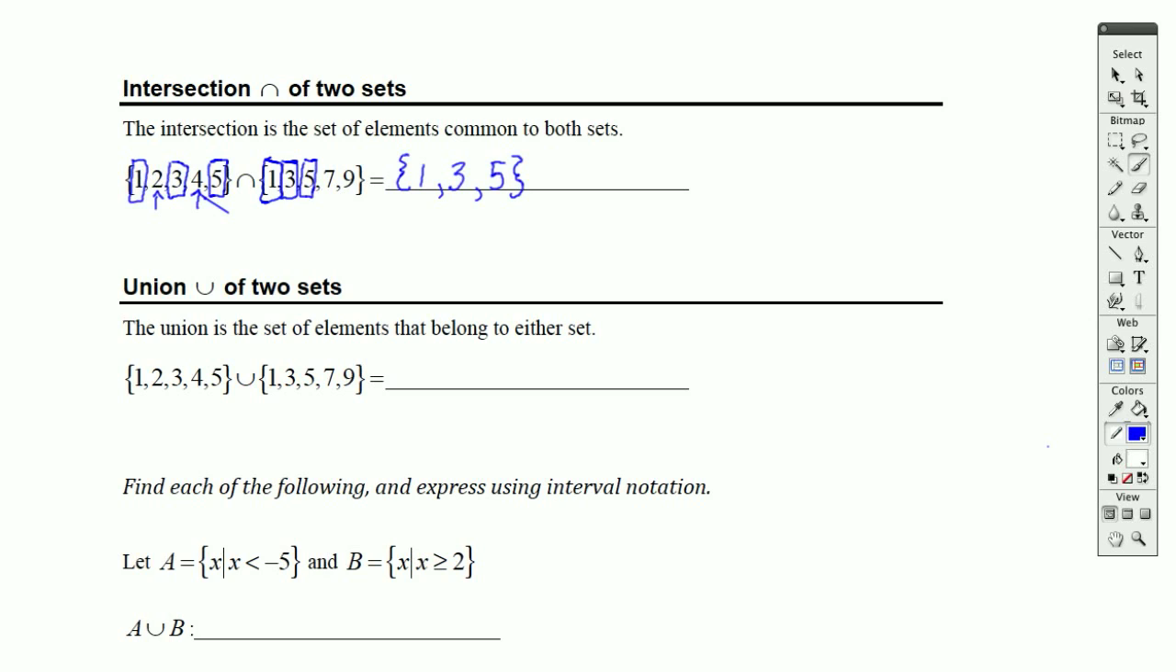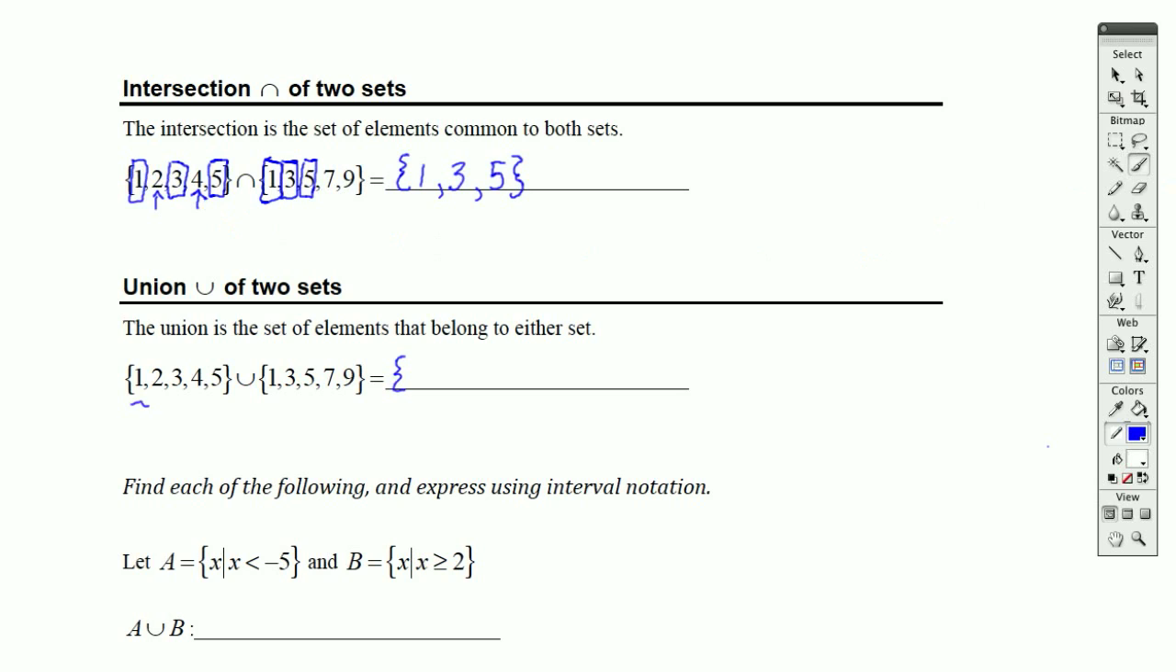Going on to union, where intersection is generally a set that is smaller than the two sets that went into it, union is just the opposite. You take the union of two sets, you generally end up with something bigger. It's going to be the set of elements that belong to either set.